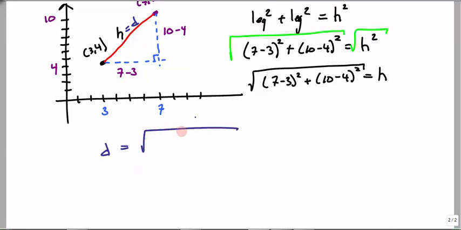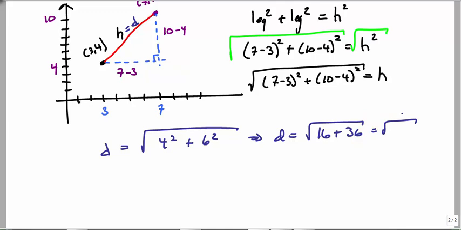So I have the square root of 7 minus 3 is 4 squared, 10 minus 4 is 6 squared, 4 squared is 16 plus 36. Now I can't take the square root of 16 plus the square root of 36. I need to add these together first before I can take the square root, because the square root does not distribute across addition. So I'd have 16 plus 36 here, which is 52. So this is the square root of 52.